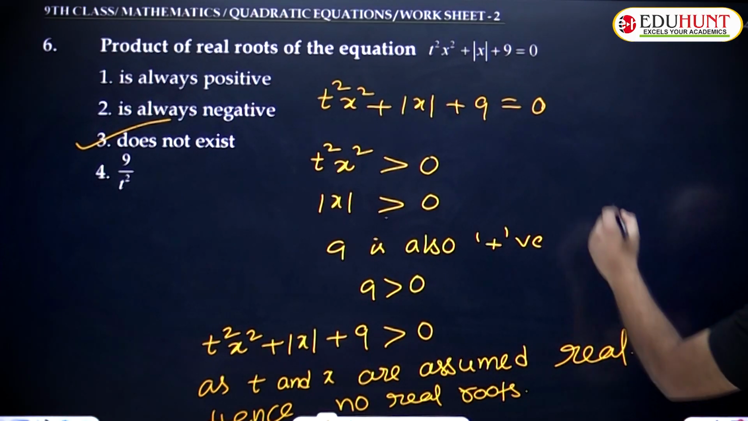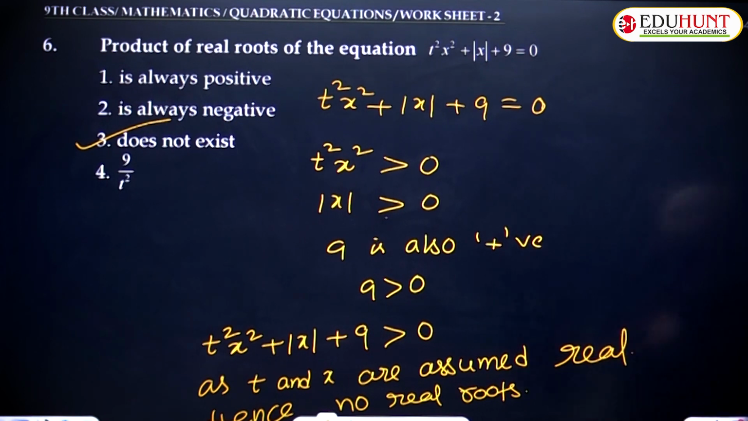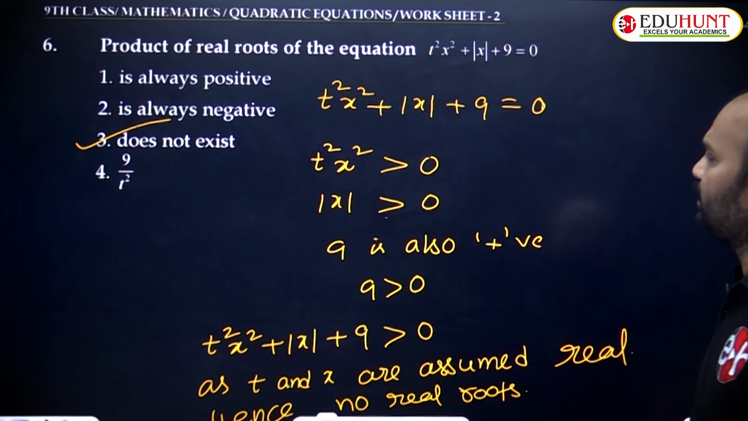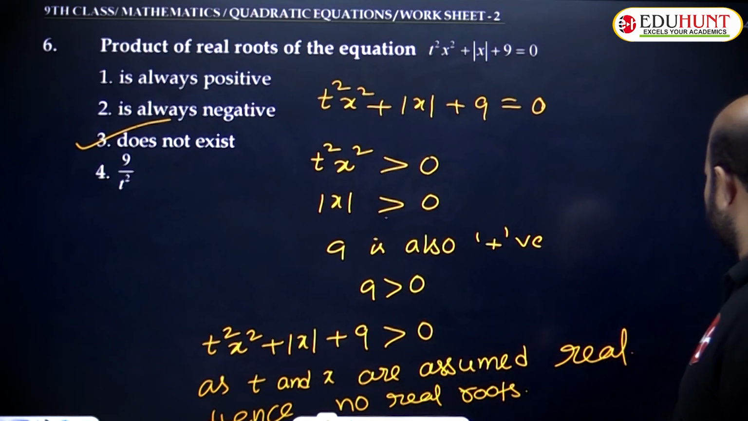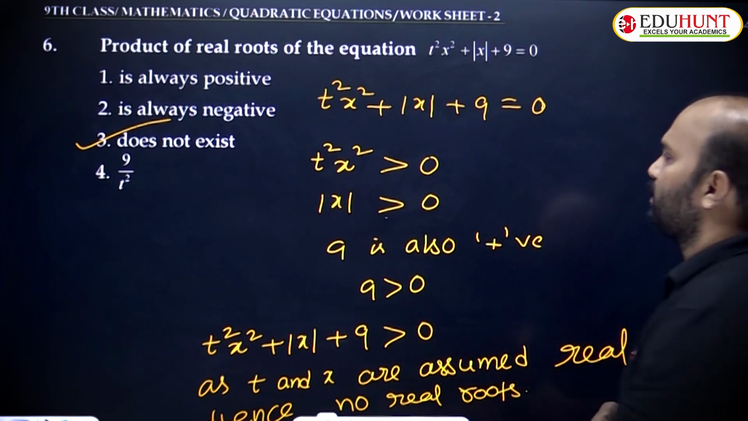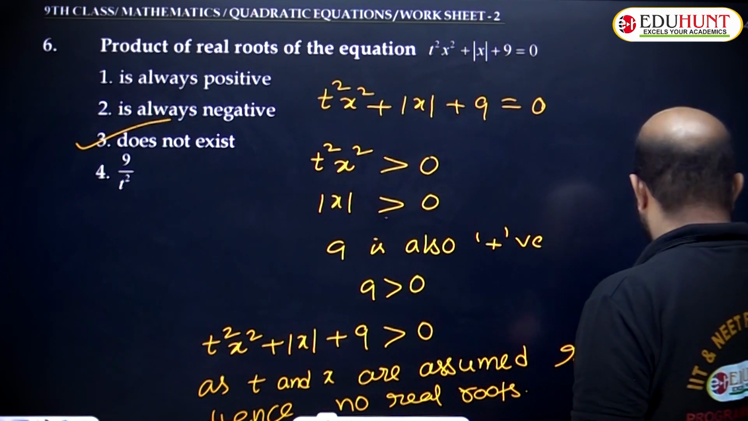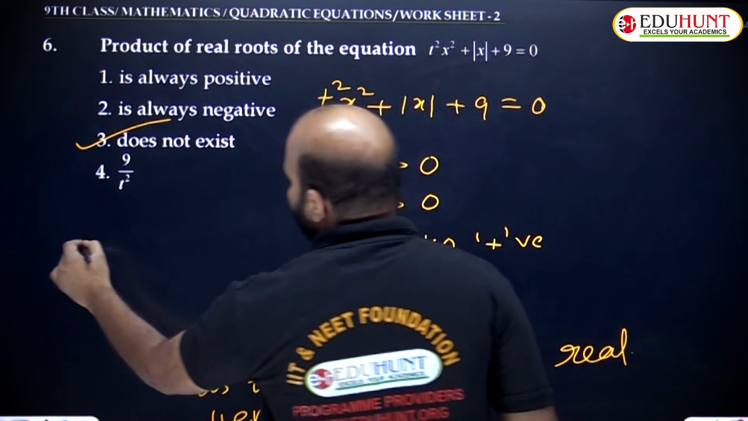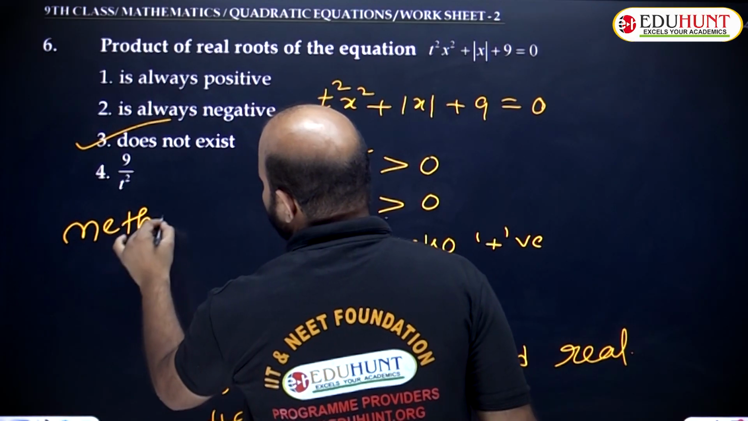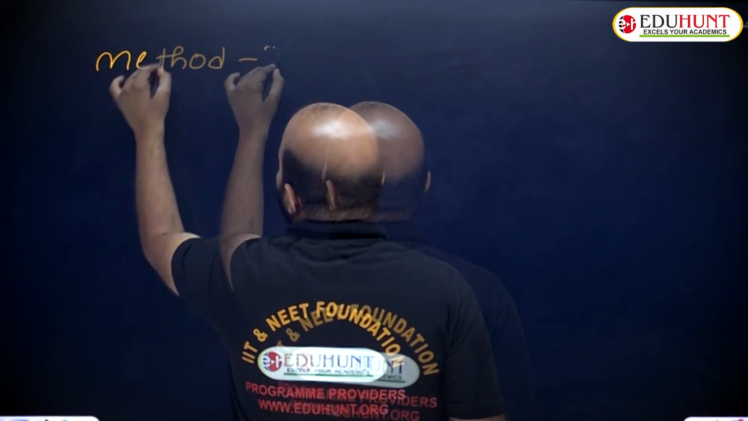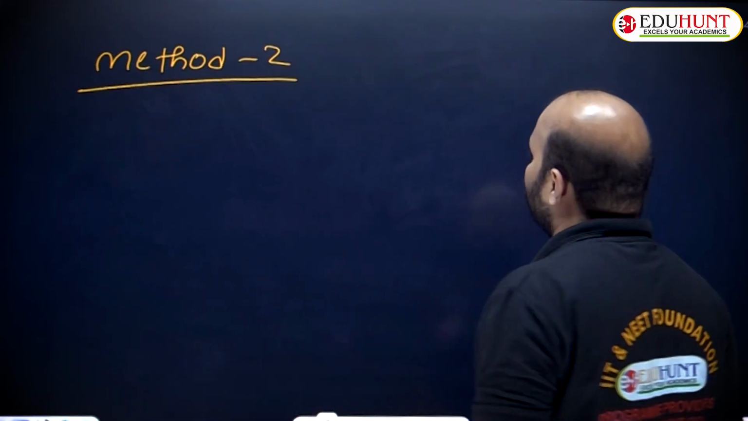Finally you can say the product of real roots of the equation t square x square plus mod x plus 9 equal to 0 does not exist. So this is a proof, this is a particular proof. Am I clear? So what is the second proof? This is method 1. So method 2, the second method. What is the second method?